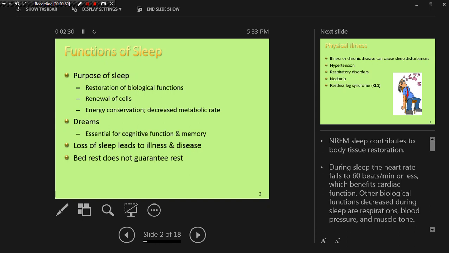And just a point to remember, even if your patients are in bed, that doesn't necessarily mean it's guaranteeing rest, that they're getting that adequate sleep, that length of time, or the quality of sleep, moving through those 4 stages of non-REM or REM.